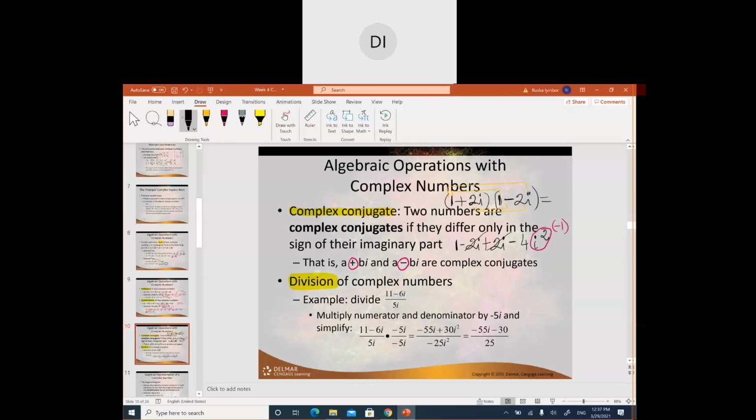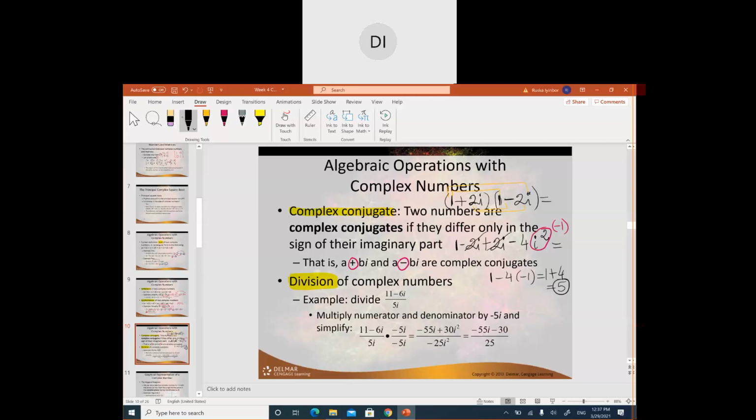So we're going to get 1, 2i and negative 2i cancel out, and then I have negative 4 times negative 1, which is positive 4. So what is 1 plus 4? It's just 5. It's a real number. Okay? So that's why you're using conjugate numbers, because when you multiply two conjugates, you're going to get a real number. No more i. So that's the idea behind dividing complex numbers.